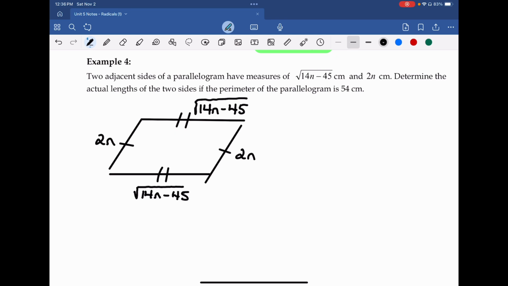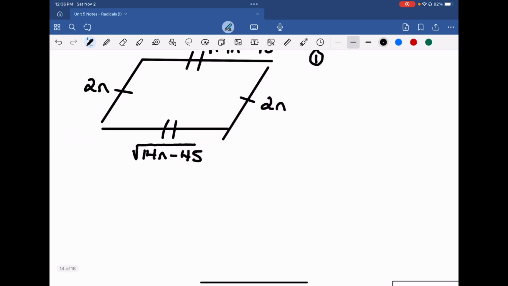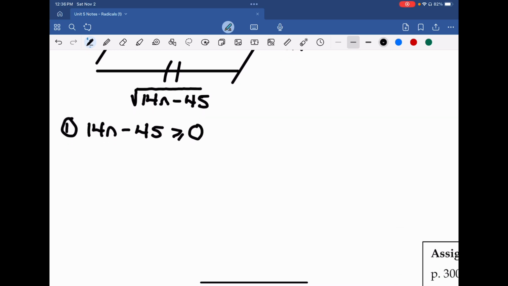To do this, we're going to set up our equation. Off on the side, we're going to write it as for part number 1 here. Well, maybe we should actually state our restriction just in case, because you never know. I think it might be important just to determine the value from here. So maybe I'll do the restriction down below the shape. I'll write that the 14n minus 45 must be greater than or equal to 0 because we don't want to have a negative length or a negative radical.